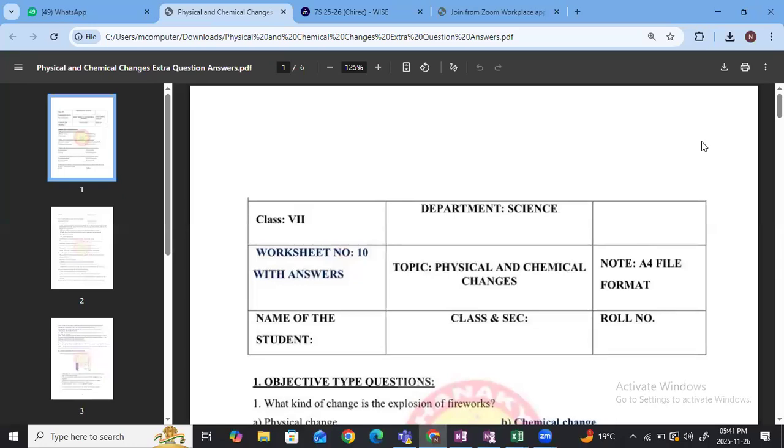Arav. Yes, ma'am. Arav, rotting of eggs is correct. This is a chemical change, correct. Arav, yours is correct. Thank you.